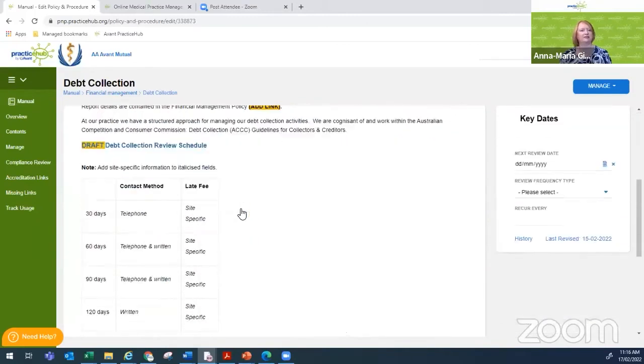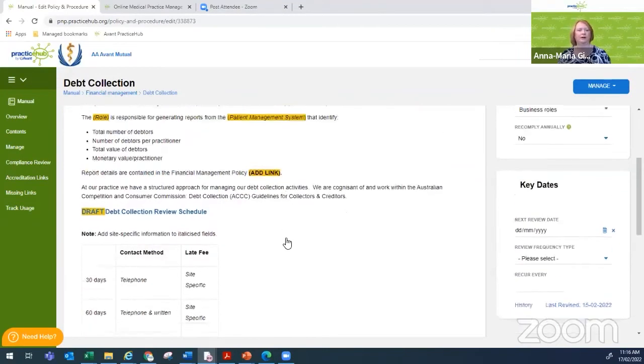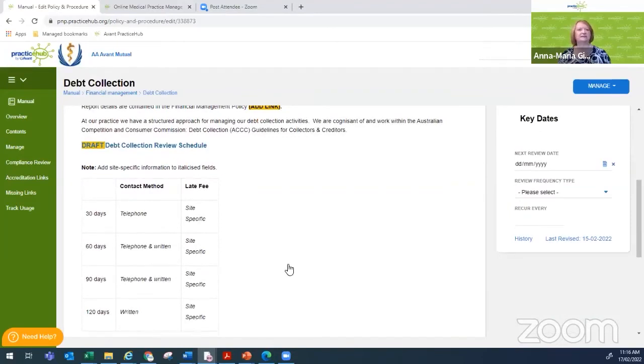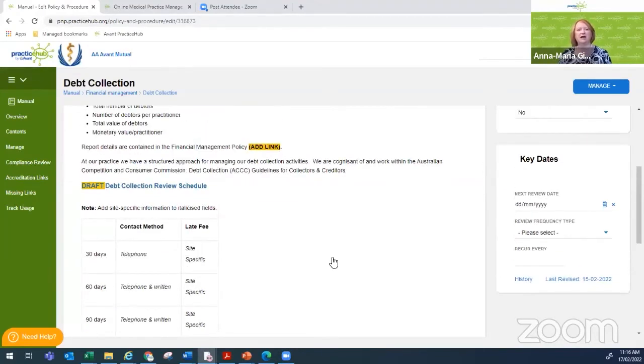So we've got a table down here where we've got a draft debt collection review schedule. So after 30 days, we call, up to 60 days, we phone and we send a letter, and so on. And if you have late fees, what are they as well? And things like at what point might you call in a debt collector? Is there an amount below which you wouldn't, an amount above which you would call a debt collector? So these are the sorts of things.